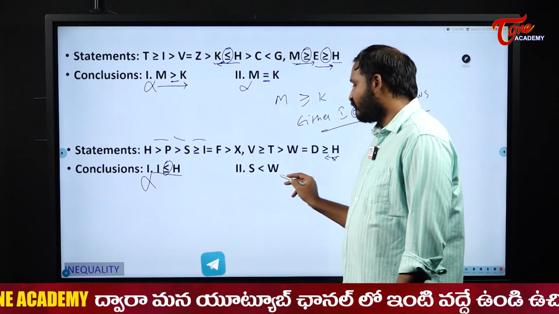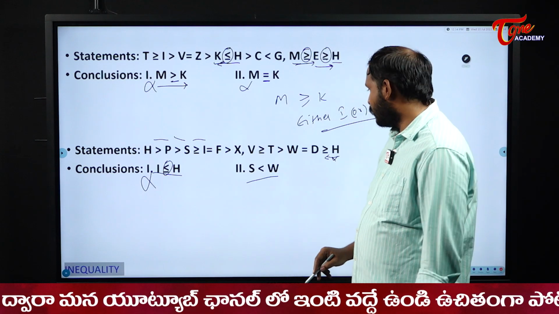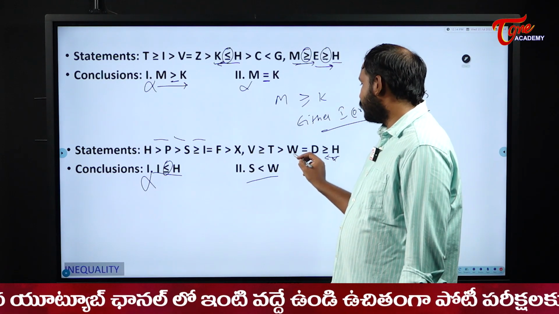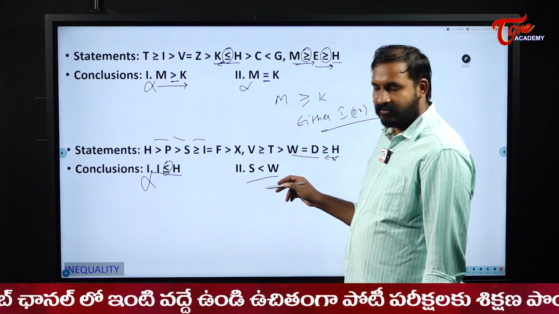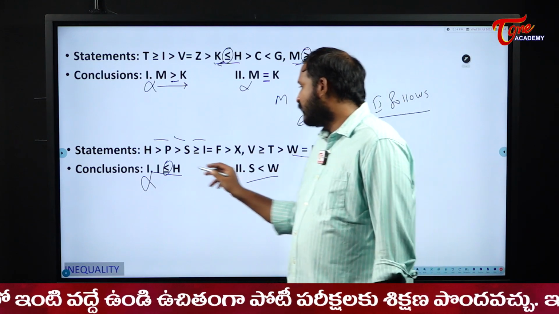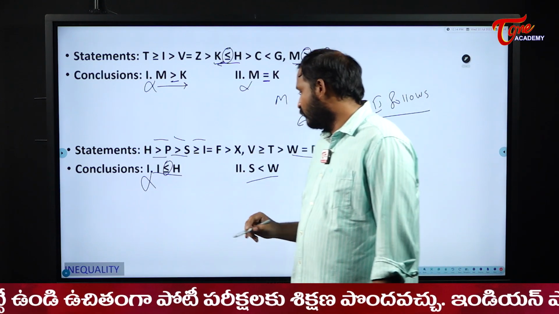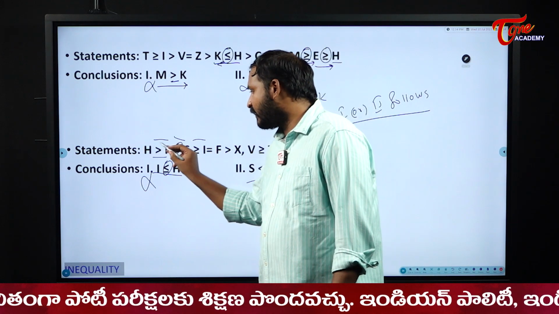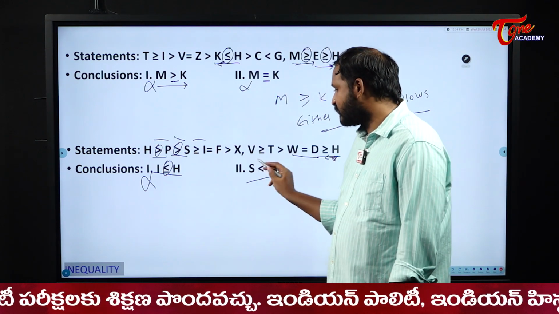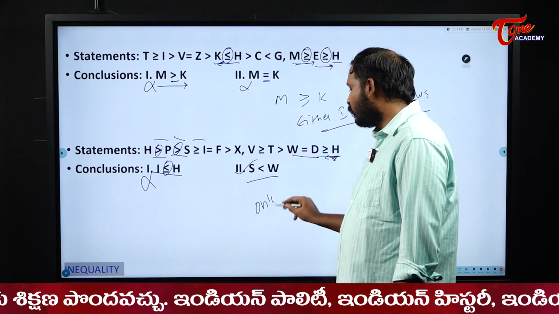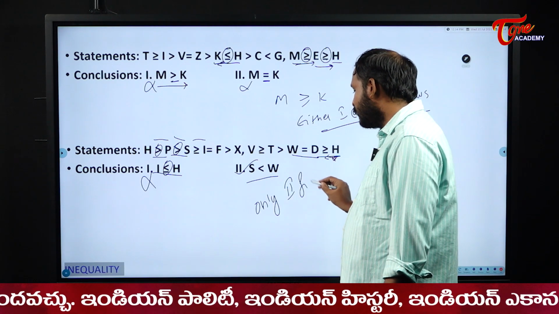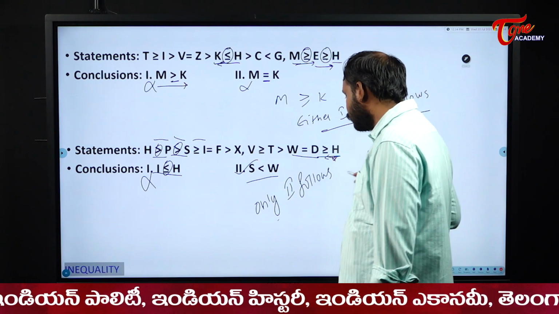Okay, next, from W to S I should travel. Where do I have W here? Right, W to D I can go. It is equal to. D to H I can go, yes. H to P I can go, P to S I can go. Throughout my journey, do I have a perfect opening? Yes, I have one perfect opening, so this one is correct. So here my answer becomes only 2 follows the given statements.